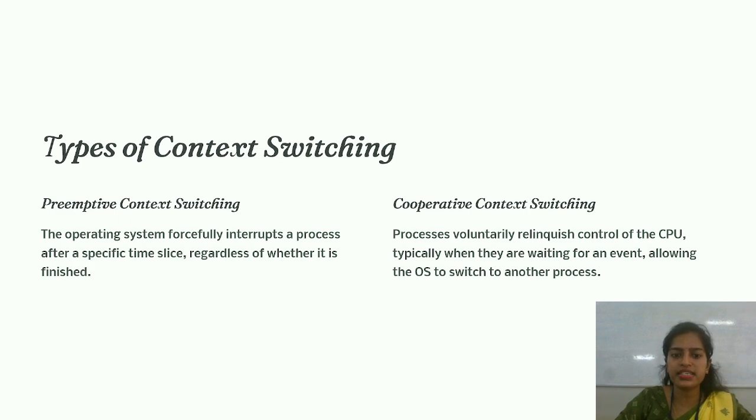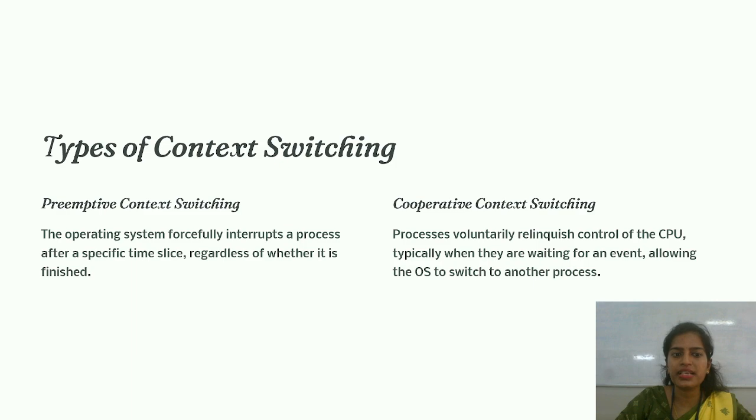So the second type of switching is cooperative context switching. Here the process voluntarily releases the CPU for another process for its execution. This typically occurs when it is waiting for an event or for any input output devices. In such cases, the OS is allowed to switch to another process. Now there is no forceful switch from one process to another. The currently running process on its own releases the CPU to another process for its execution, so that is called cooperative context switching.